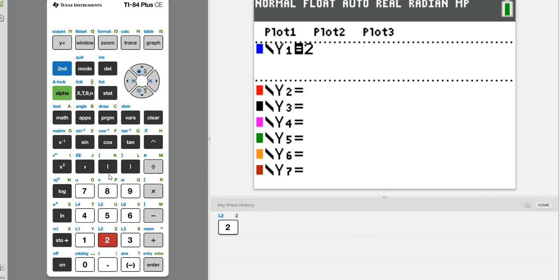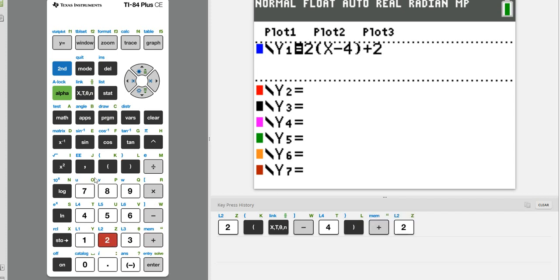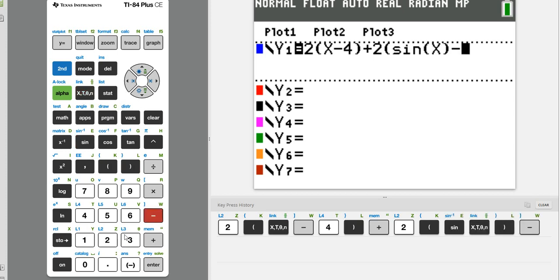2 times (x minus 4). You can distribute if you want. For some reason, I'm just keeping it in parentheses. Plus 2 times sine of x minus 2, parentheses cosine of x.